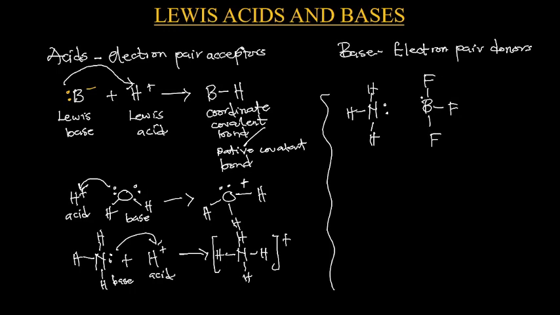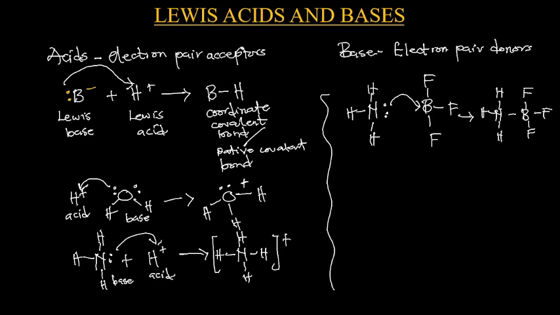Now, this time, the boron over here is not carrying a positive charge. However, it has an empty orbital. So the ammonia is able to donate the electron pair into the empty orbital of boron. As a result, we have nitrogen in a coordinate covalent bond with boron, which is bonded to three fluorines, and the nitrogen itself is bonded to three hydrogens.